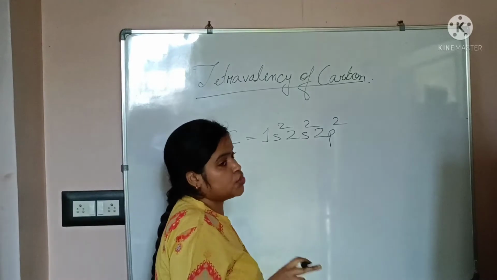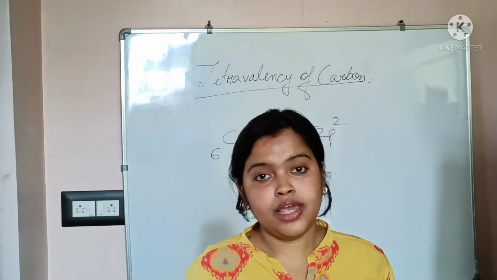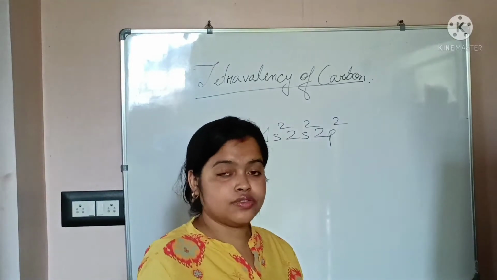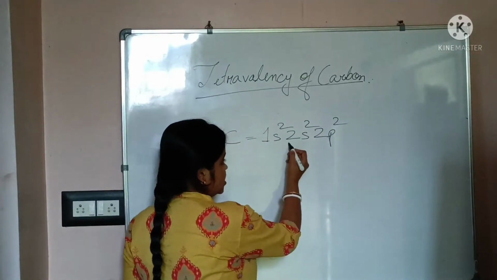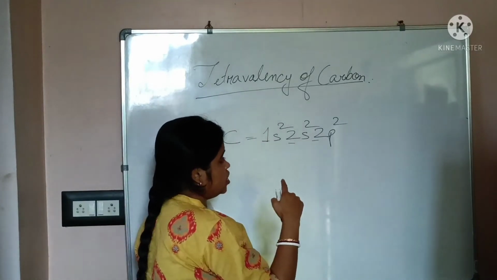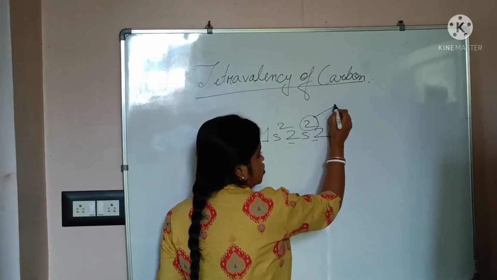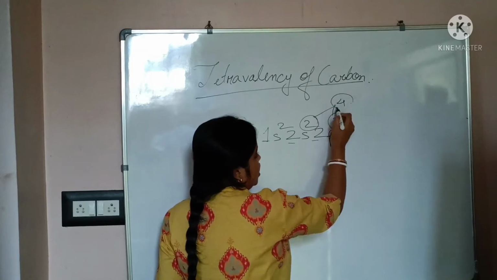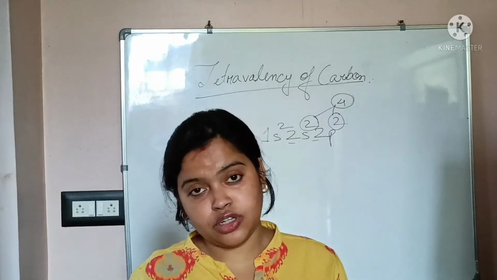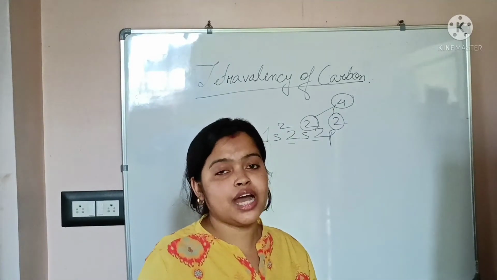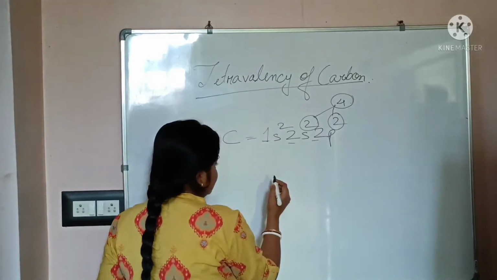How 4? Because we know the number of electrons present in the outermost shell of an atom is called the valency of that element. So for carbon, the outer shell is 2, isn't it? So how many electrons are present in the 2 shell? That is 2 plus 2 equal to 4. So there are 4 valence electrons for carbon. These valence electrons are available for bonding with other elements or atoms. So for carbon it is 4.